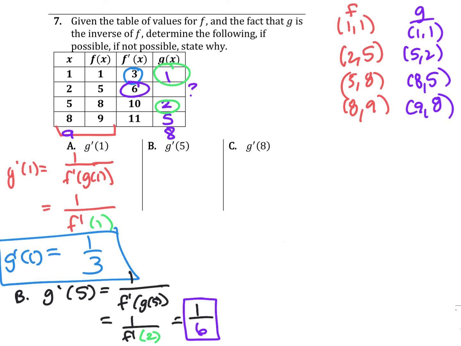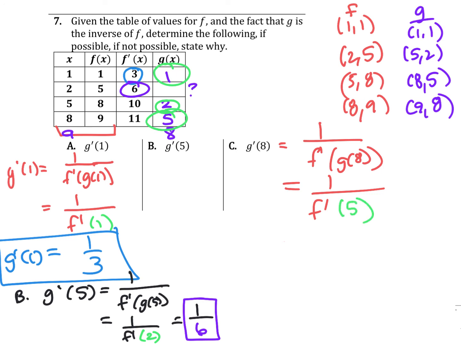And then last but not least, part C, g prime of 8 is going to be 1 over f prime of g of 8. 1 over f prime of, so g of 8 is 5, so 1 over f prime of 5. And this is going to equal 1 over 10.